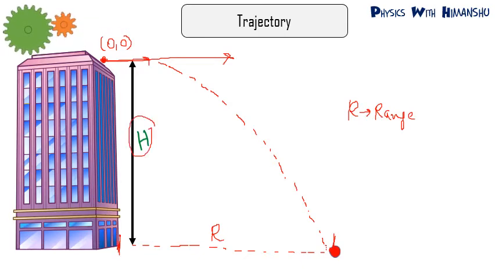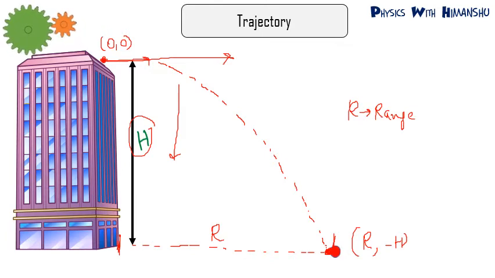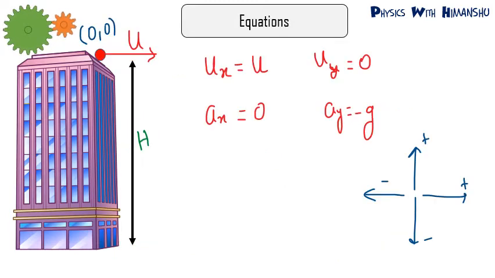So the body has traveled R in the forward direction, so its x coordinate will be R, and h in the negative direction, so its y coordinate will be minus h. So the point at which the body will touch the ground will be R comma minus h, where R is range and h is the height of the building. Okay, so now we'll discuss the kinematics of this motion.